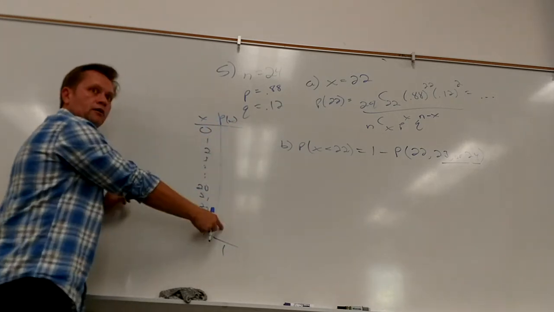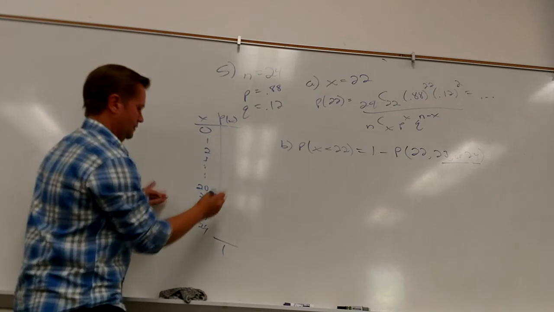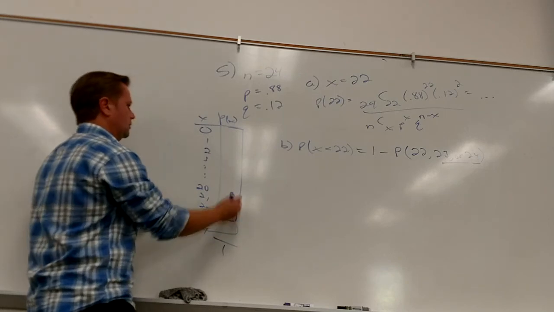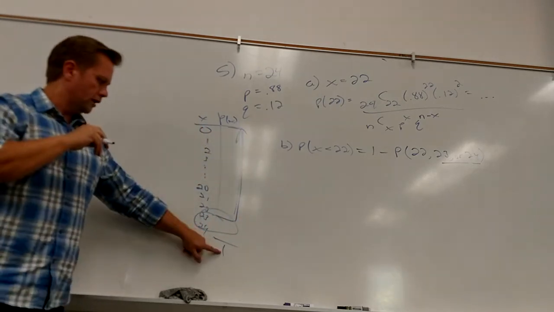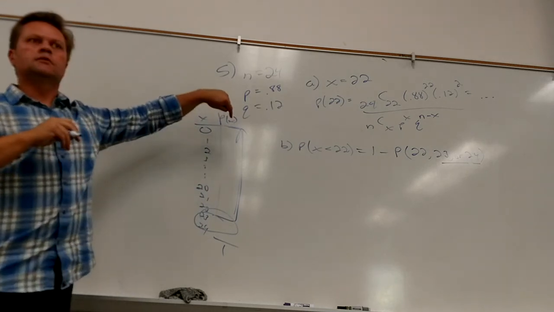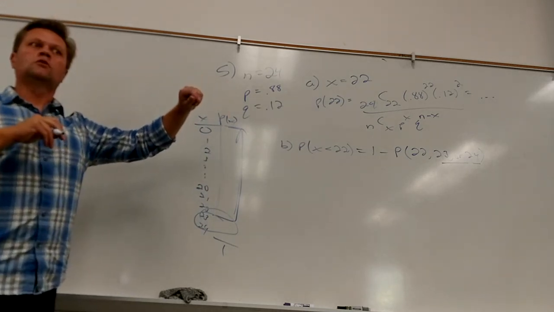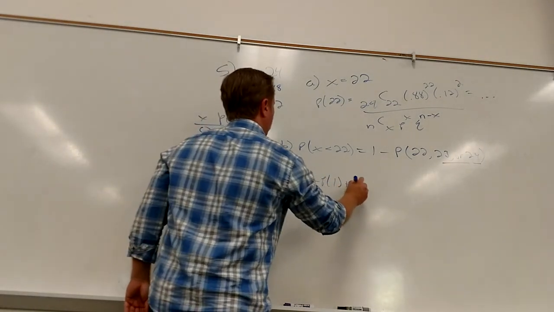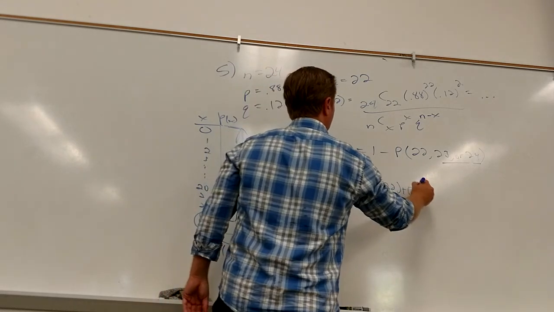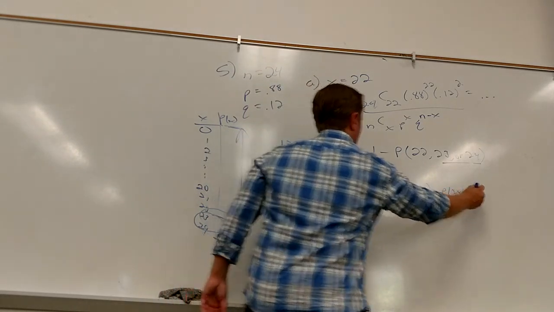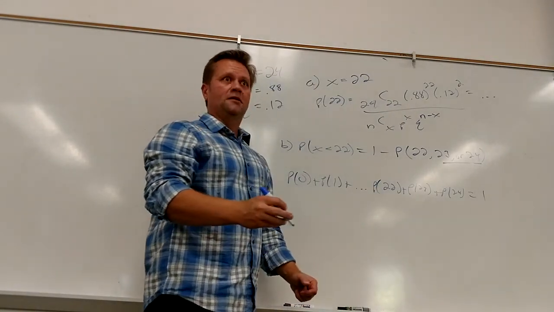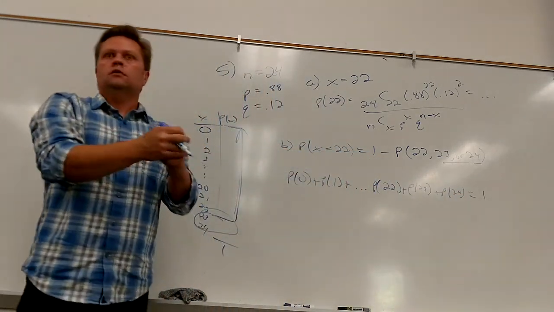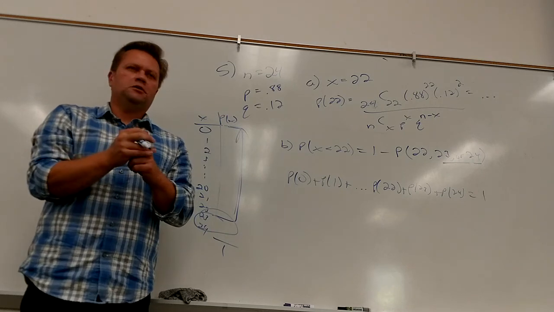Whatever they are, 1 minus these has to be these. That's all we're doing. Nothing amazing. Since the probability of 0 plus the probability of 1 plus the probability of 22, 23, 24 equals 1, then 1 minus these must equal these. That's it. That's all there is to it.